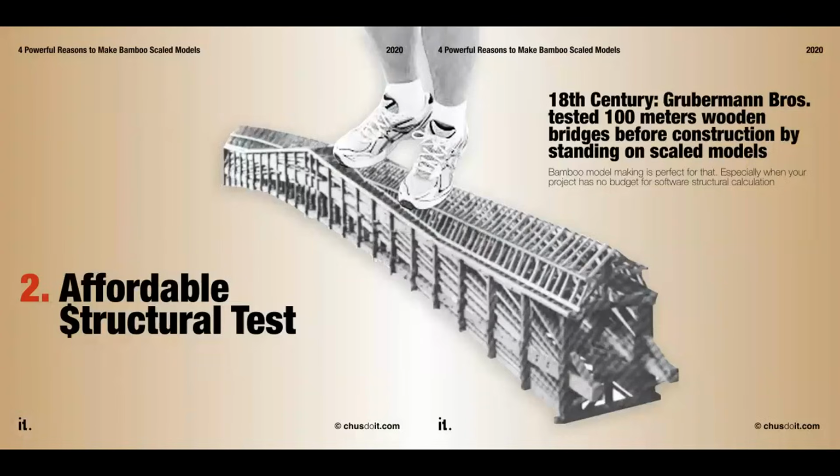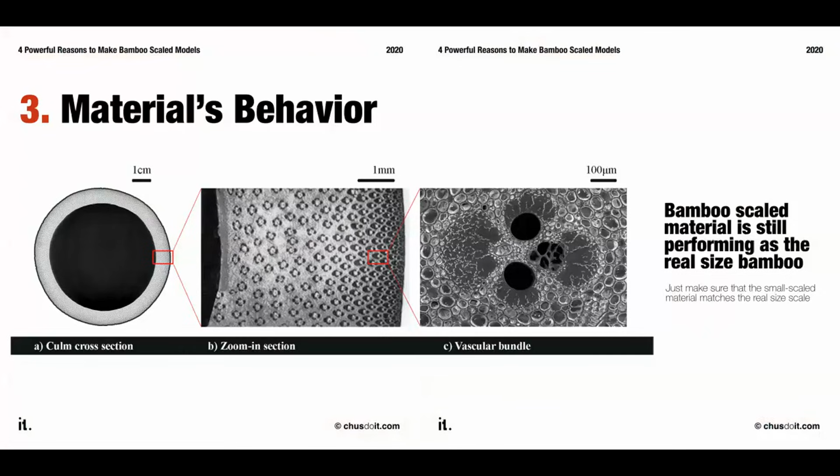For example, in the 18th century, the Grubenmann brothers tested 100-meter wooden bridges before building them by standing on scale models. Bamboo model making is perfect for this type of empirical testing, especially when your project does not have a large budget for software structural calculation. Number 3. The behavior of the material. We use bamboo materials to represent the bamboo structure by taking advantage of the fibers and vascular bundles that function similarly to life-size structural material.